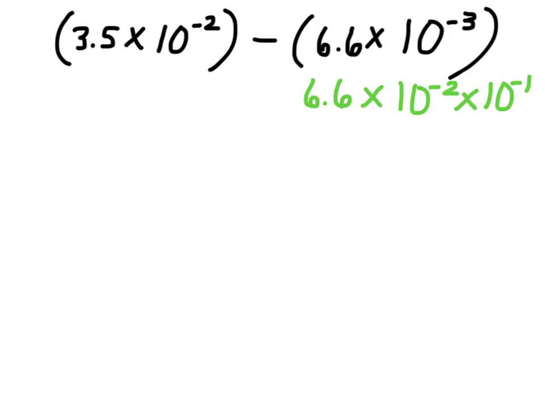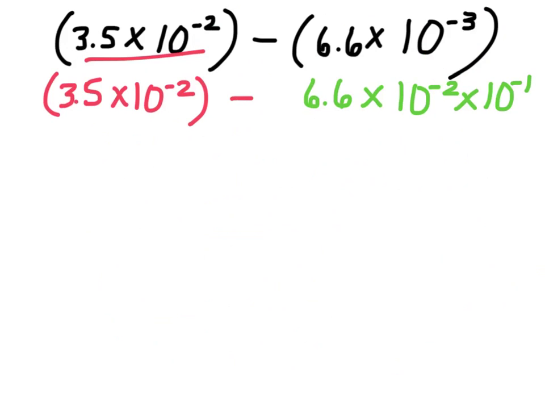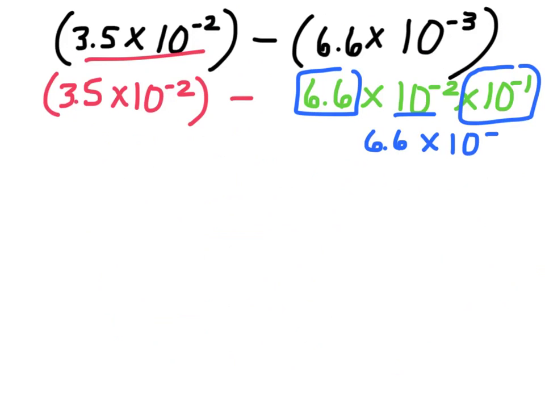Now, if you look at those, if I had negative 2 and negative 1, if I put those together, it'd be negative 3. So I just rewrote it right here. This whole thing is still equal to that. Okay, and now I still have my front part, 3.5 times 10 to the negative 2, minus all of that in the back. Now, I only want to keep the 10 to the negative 2, so I'm going to work out this part, 6.6 times 10 to the negative 1. If I work that out, this tells me to move the decimal back one spot, so I end up with 0.66.